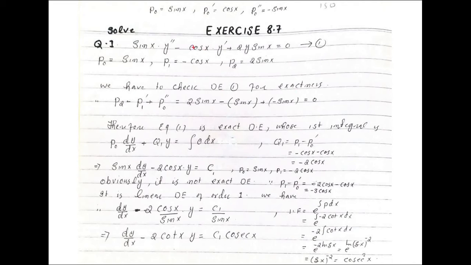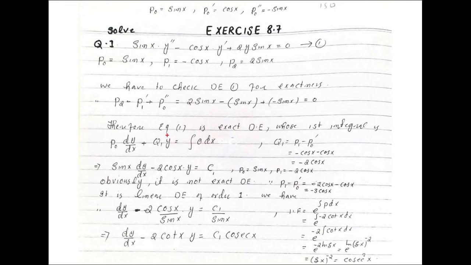For exactness, when the differential equation is of order 2, here we will take 2, here we will take 1, here we will take 0, here the first order derivative, and here the second order derivative. Now for exactness, we have to check whether this summation is equal to 0. If it is 0, then this equation will be exact. If it is not equal to 0, then this equation will not be exact. So putting the values from here and simplifying, the value is 0.